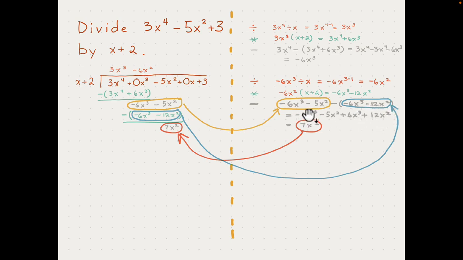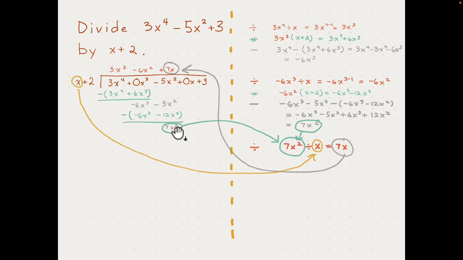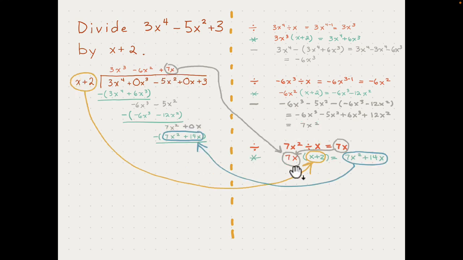The negative 6x cubed and this positive 6x cubed cancel. I have a negative 5x squared and a positive 12x squared, so I end up with 7x squared. And I write that 7x squared there. Let's repeat the process again. So first term divided by first term, I get 7x. The 7x goes there. Next step is multiply.